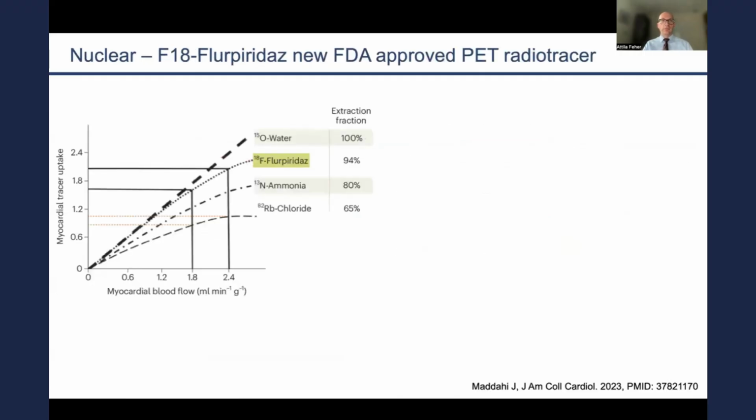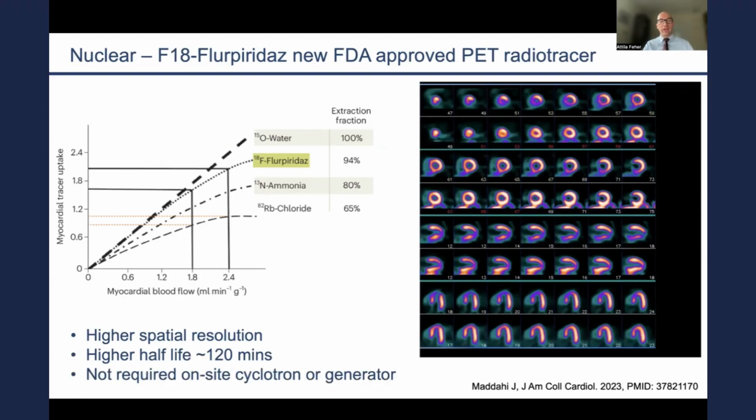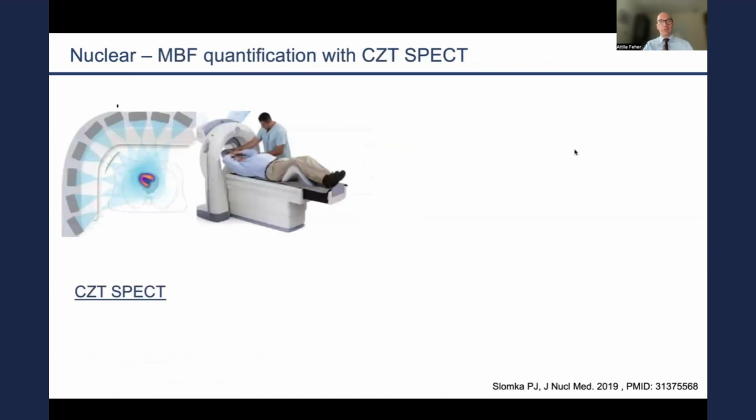The good news is the PET myocardial blood flow quantification is now not restricted to centers who have a high PET volume. There's a new radiotracer called flurpiridaz, which has really high spatial resolution and a high half-life, and this higher half-life makes it possible to have unit doses and does not require an on-site cyclotron or generators. So it really opens up the possibility of doing PET myocardial blood flow quantification in centers where otherwise it would not be possible. It's not available everywhere, but I think it's something that you can consider if you don't have a PET program already.